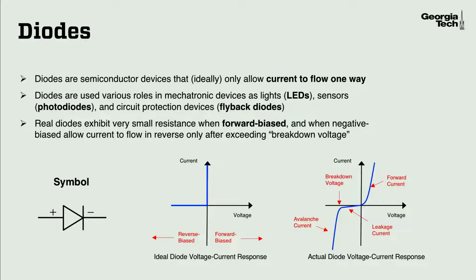An actual diode does not have that ideal voltage-current response, and instead has a different voltage-current response shown on the right-hand side here, where for a reverse bias configuration, up to a certain negative voltage, there's very little current passing through, and we have essentially a very, very high resistance. At some point, the negative voltage becomes so large that current does start to flow, and that's called the breakdown voltage. And the resulting current is called the avalanche current. And then at some forward bias, we do see a finite resistance, but it's still very low.